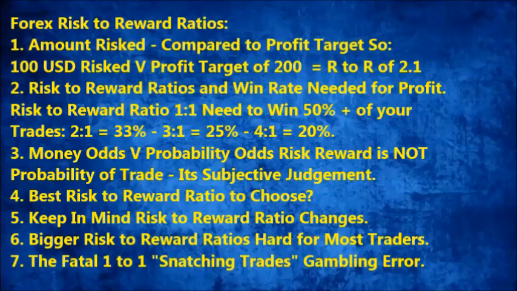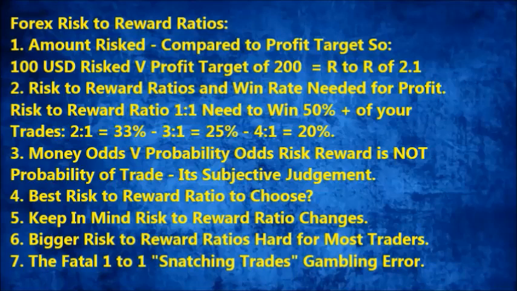Now let's look at point number two, risk to reward ratios and the win rate needed for you to make an overall profit on your trading account over the longer term. A risk to reward ratio of 1 to 1, you risk 100 to make 100, you need a win rate of plus 50%, okay? And the required win rate declines as the risk to reward ratio increases. So for example, on a 2 to 1 risk to reward ratio, you just need to win 33% of your trades. 3 to 1 it's 25%, 4 to 1 it's just 20% of your trades that need to go right for an overall profit.